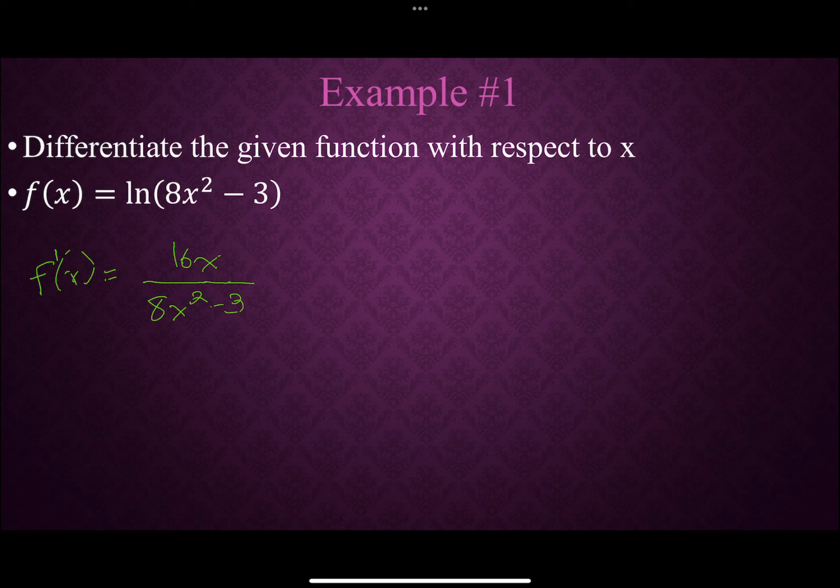Now, if it was a monomial denominator, we'd be able to reduce this expression a little bit because 16 and 8 do go together, x and x squared do go together. But that 3 kind of leaves nothing for us.